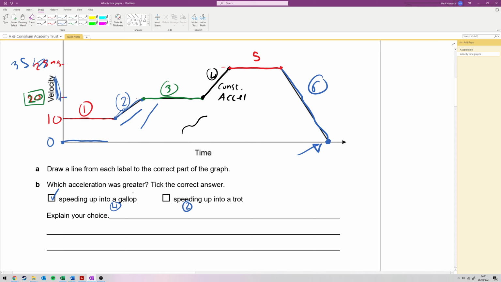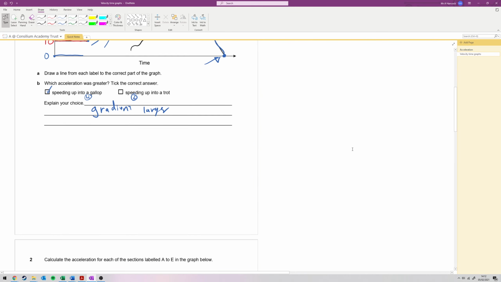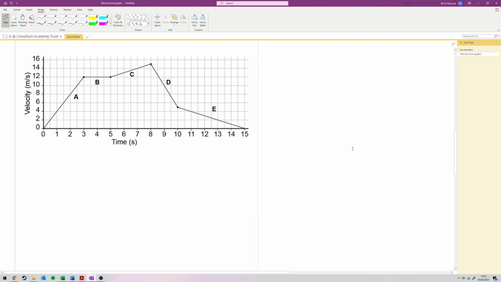Explain your choice. The line is steeper on the graph, or the gradient was bigger. You'd get more points for saying the gradient was bigger or larger. But if you said that it's steeper, then you would still get everything. It's just better to use terms that you'd use in maths as well. Right.